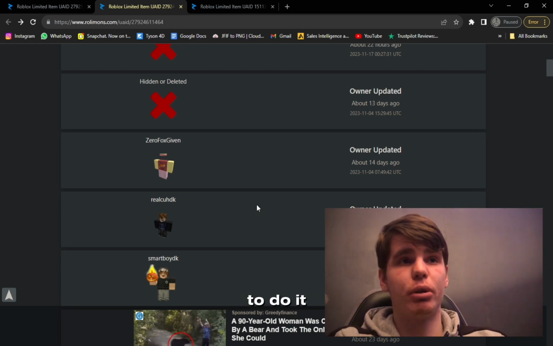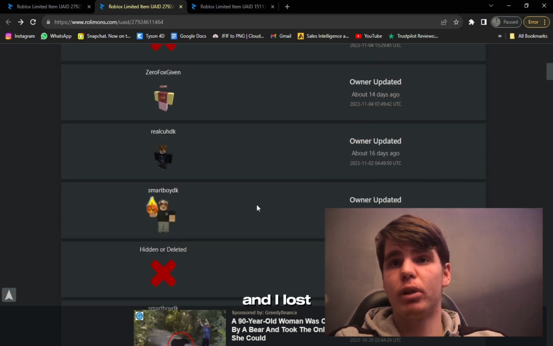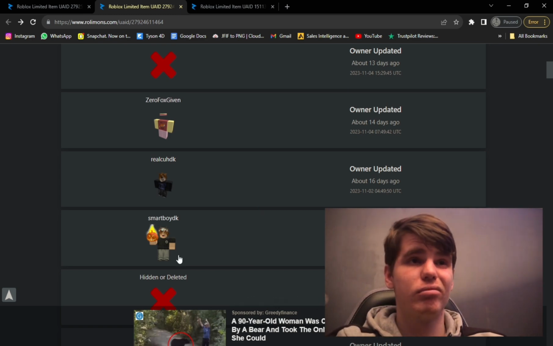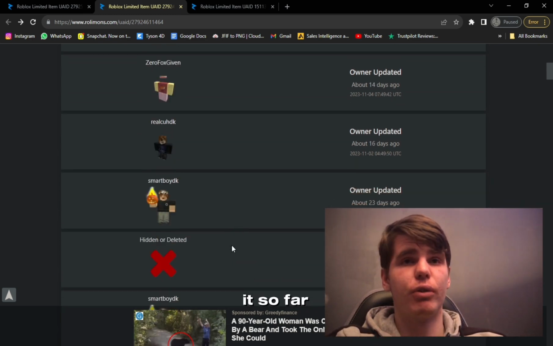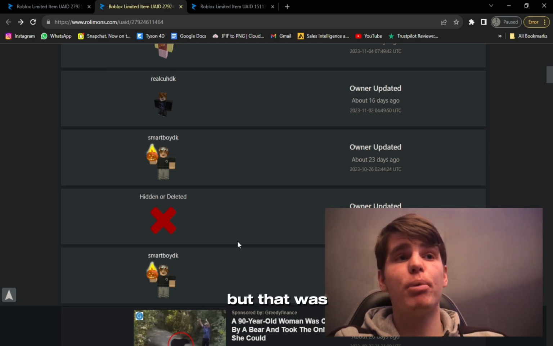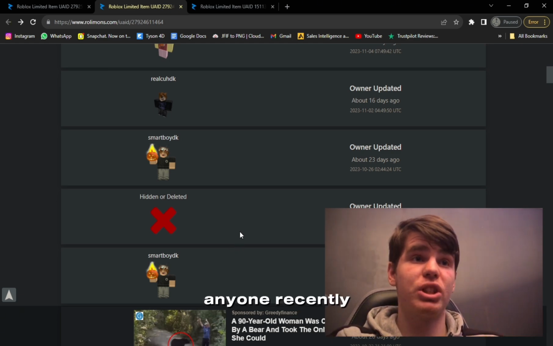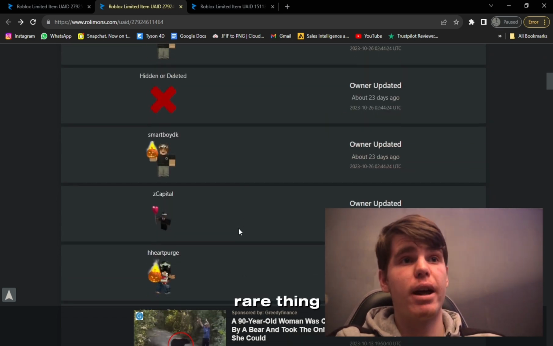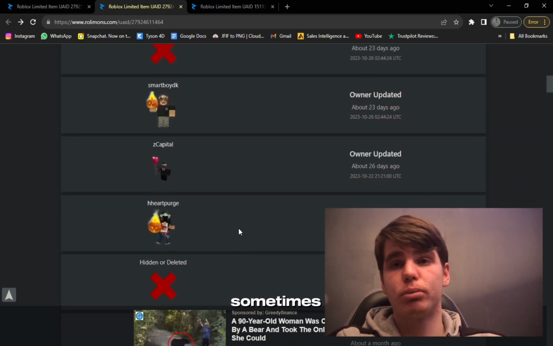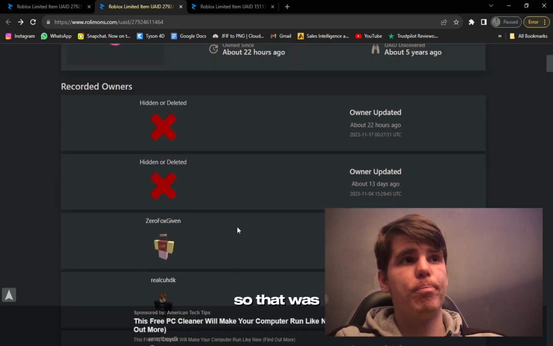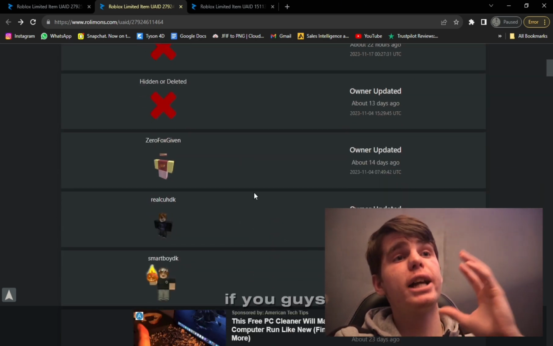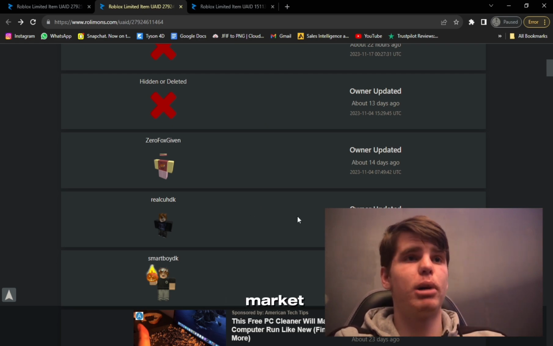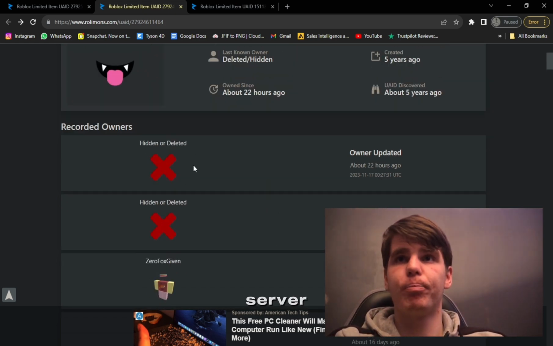I haven't been able to do it. No one's been able to do it. And I lost my Valkyrie helm from a token log, and yeah, no one's been able to do it so far. I think someone has been able to do it, but that was a little while ago. I don't know anyone recently in the past couple of months. It's a very rare thing that happens, but it can come across sometimes. So that was, again, if you guys are seeing the pattern of what is going on, let me know down in the market general chat on the Discord server.